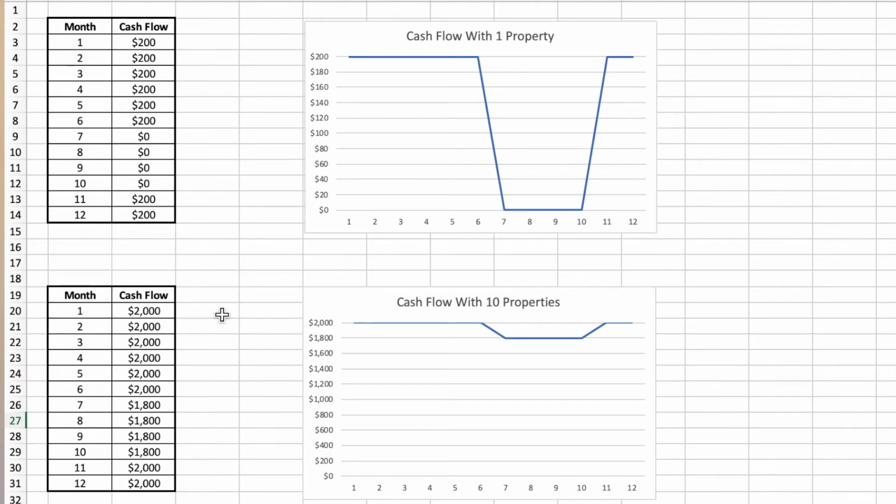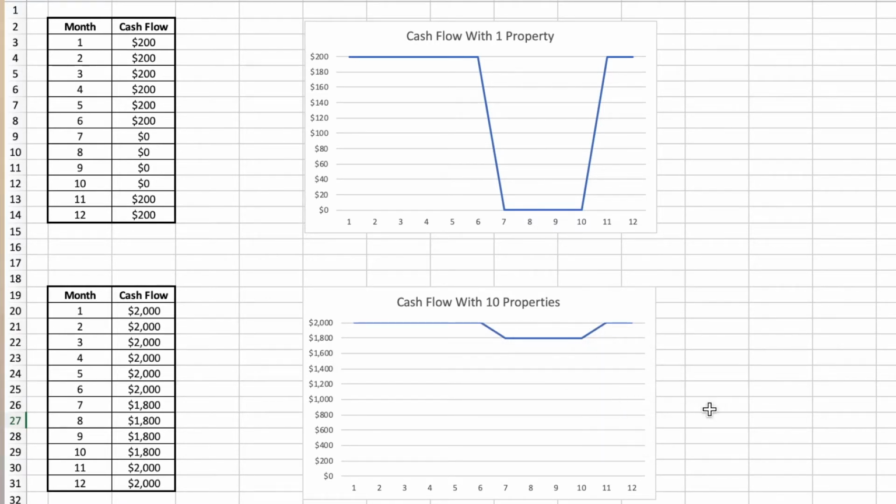Instead, let's say you have 10 properties, all of which cash flow $200 per month for a total of $2,000 per month when you combined all 10 properties. Again, one property has a vacancy for 4 months. Your cash flow from that one property drops from $200 to $0, but the cash flow for your whole portfolio has only dropped from $2,000 to $1,800. Yes, it's still a drop, but it's far less impactful to your overall bottom line.